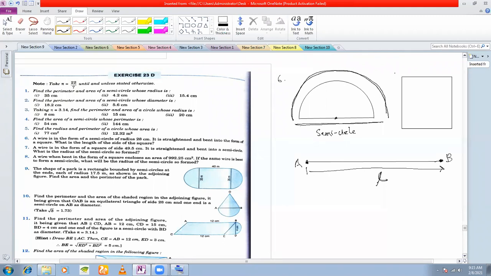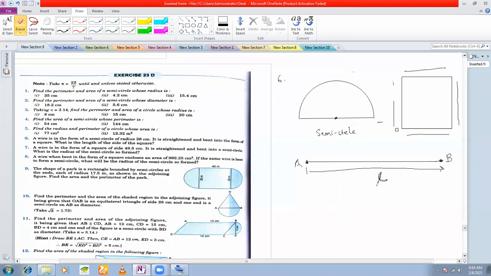Also, when we are forming the wire in the form of a square, the perimeter of this square must also be equal to L. That is, the sum of this length plus this length plus this length plus this length must give you L. Right? This is the principle that we are going to apply. The length of the wire must be equal to the perimeter of the semicircle, and the length of the wire must also be equal to the perimeter of the square.